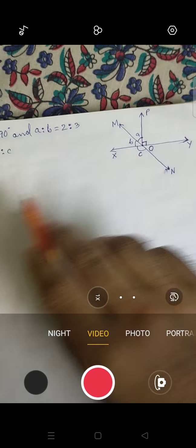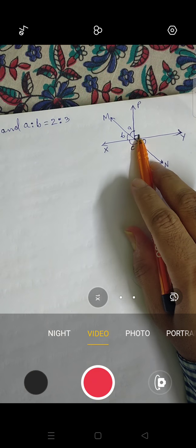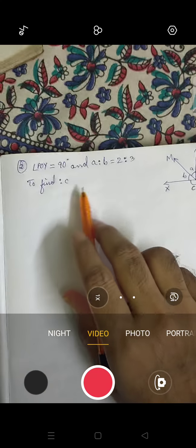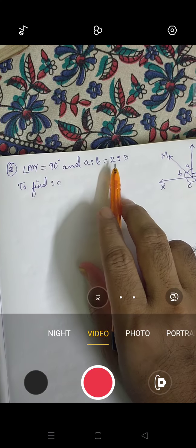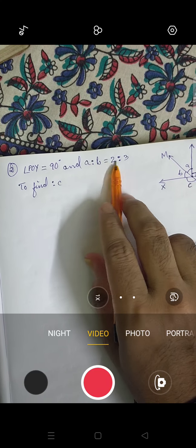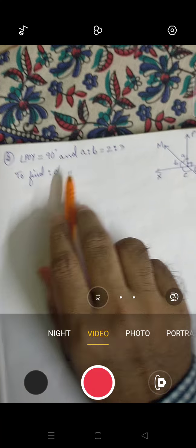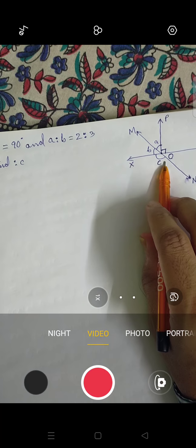If nothing has been given in the question also, you should know that this sign means 90 degree. Now it was given that A is to B is 2:3. That means A is 2 and B is 3. They are given in ratio. You need to find C. You have to find this value. How to find this one?